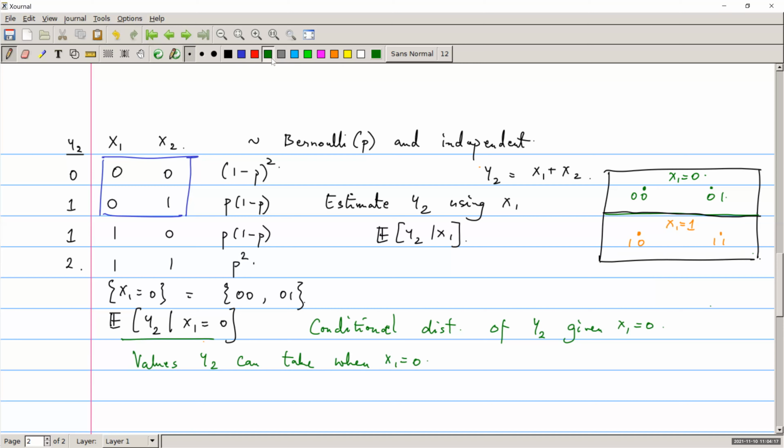Those correspond to this event, so this is 0 or 1. When x1 equals 0, y2 can take on values just 0 or 1. What's the probability that y2 is 0 given x1 equals 0?